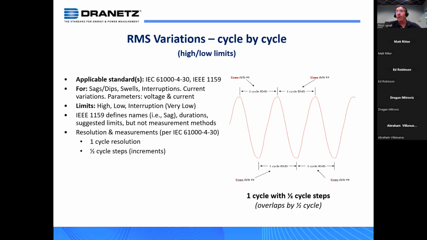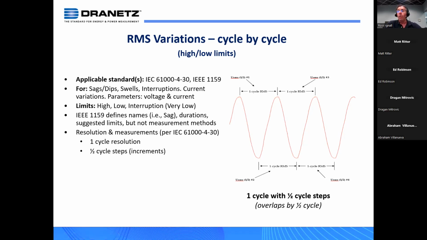Same thing for a low limit. The interruption is usually considered a very low limit, and it's usually a percentage of that nominal voltage, usually about 10% of that nominal voltage. So on a 120 volt system, that may be 12 volts or something like that. And really, interruption means that there's just no voltage at all. So if it falls below that level, consider it an outage at that point, using different terms.